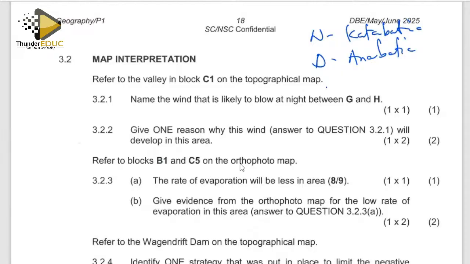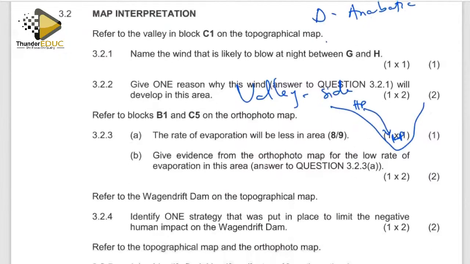Give one reason why this wind will develop in this area. Since we don't have the map, we don't have the specific justification. But in a valley condition, at night, the valley sides cool because of long wave radiation; they lose heat. As a result, there will be high pressure on the valley sides and low pressure on the valley floor, such that because of the pressure gradient, the air blows from the valley side going into the valley floor. Right, we are just generalizing since we don't have the map to give a proper explanation.